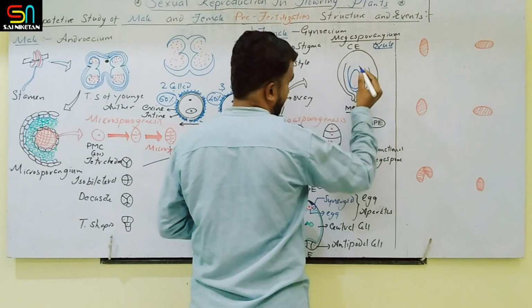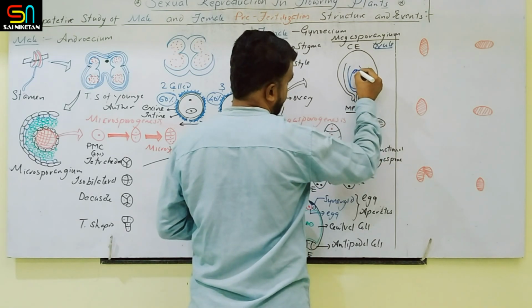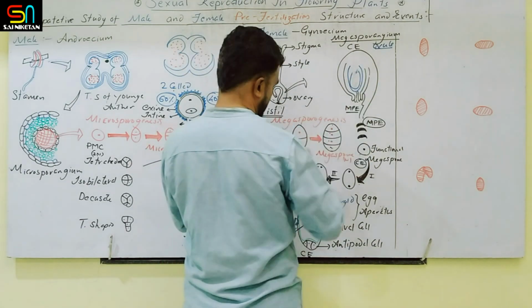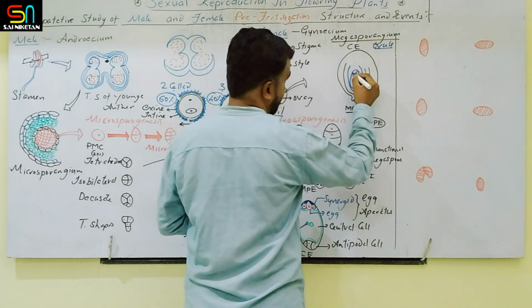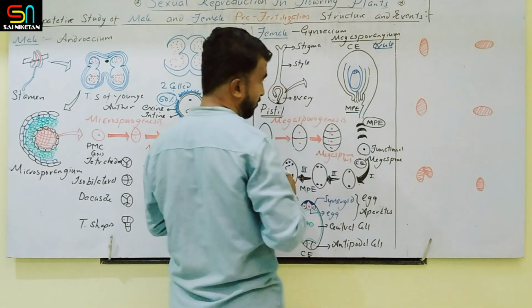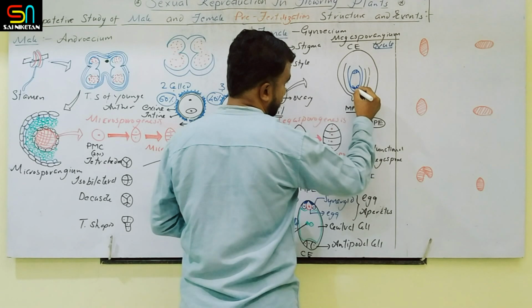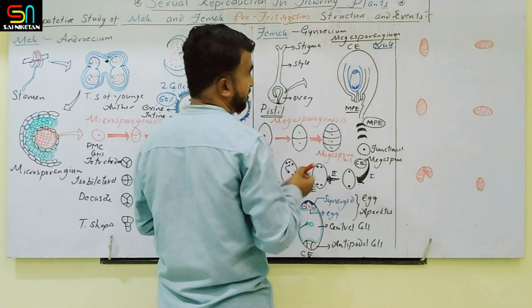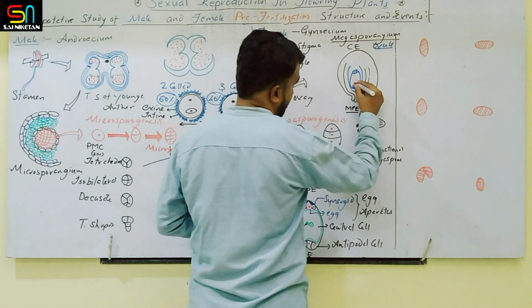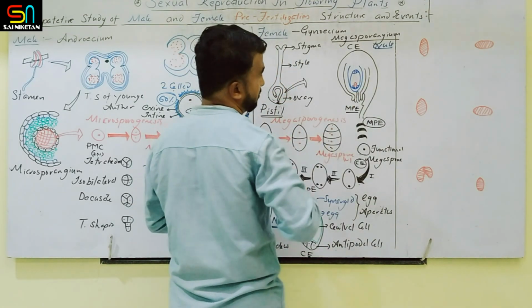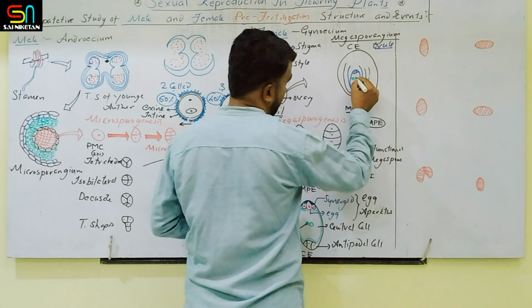This is the embryo sac. These are the synergids. Toward the chalazal end, antipodal cells are there. These are the antipodal cells. Toward the micropylar end, synergids are there. And in the center, one egg. And this is the central cell with the 2 polar nuclei.